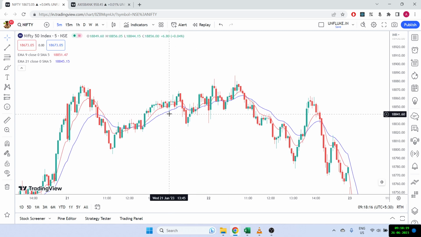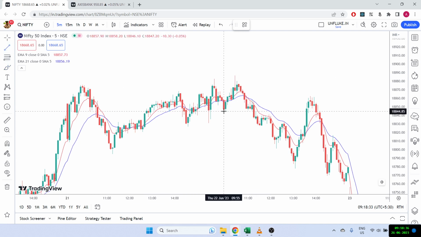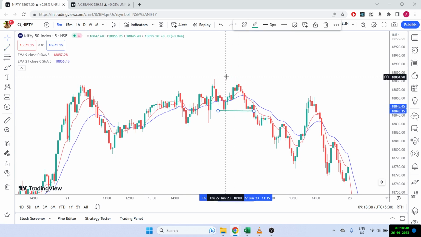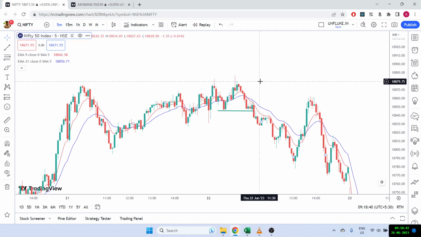So what I'm looking for is, firstly, I'm looking to make support and resistance, and this is dynamic, like we will be making it when we see it on the chart. So let me add it. So for example, if we see here, this is one support and this seems to be a resistance.